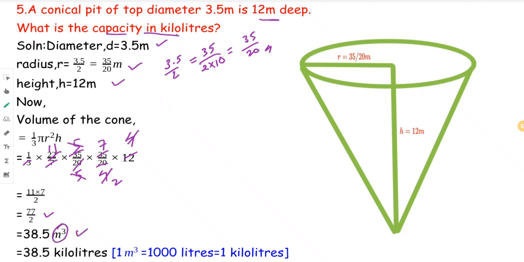But what did they say, in kiloliters, right? So you can look here, 1 meter cube equals 1000 liter, right? So instead of saying 1000 liter, we can just simply say it as 1 kiloliter, all right? So I'm going to have 38.5 kiloliters.